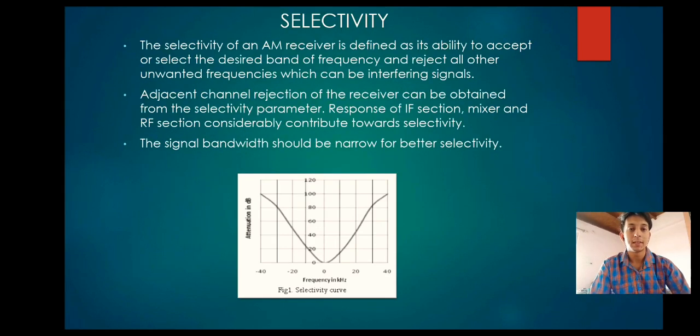Selectivity. The selectivity of an AM receiver is defined as its ability to accept or select the desired band of frequency and reject all other unwanted frequency which can be interfering signals. Adjacent channel rejection of the receiver can be obtained from the selectivity parameter. Response of IF section, mixer, and RF section considerably contribute towards selectivity. The signal bandwidth should be narrow for better selectivity. As you can see in this graph, selectivity curve is narrowed, so we will get a better selectivity.